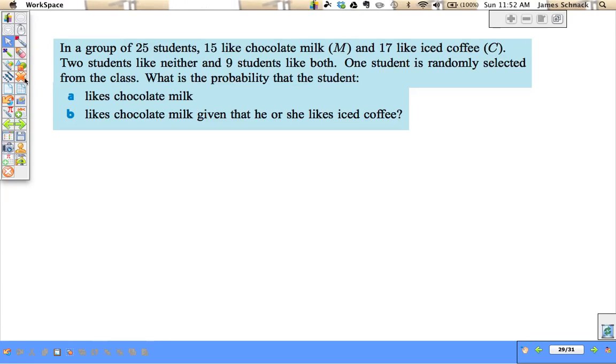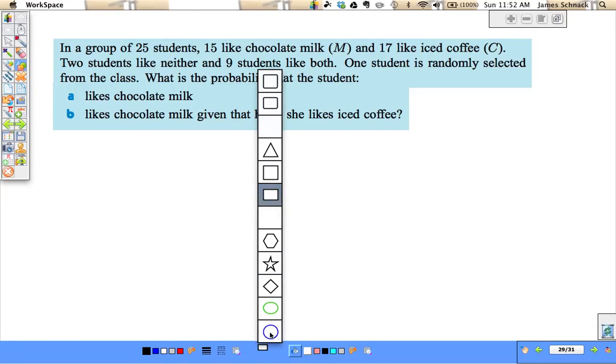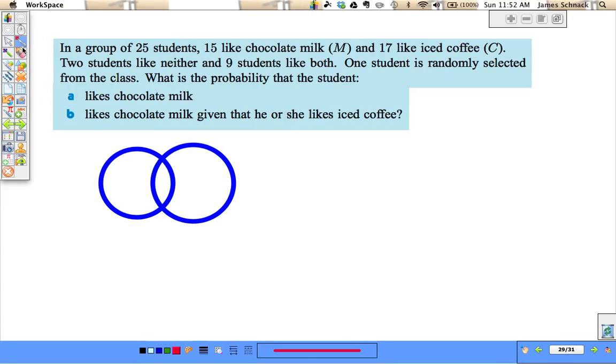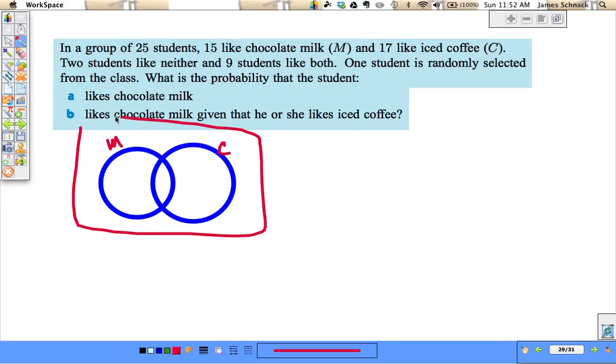So we're going to start with a Venn diagram. So let's get our circles down. We've got milk lovers and coffee lovers, and then outside we've got this universal set including all of the people that don't like both. 2 students like neither, so 2's out there. 9 students like both, 9's right there.